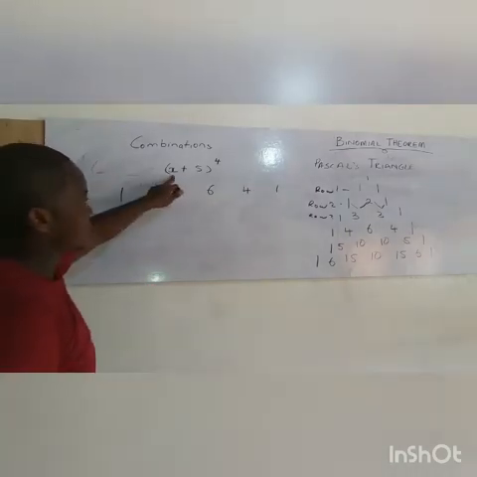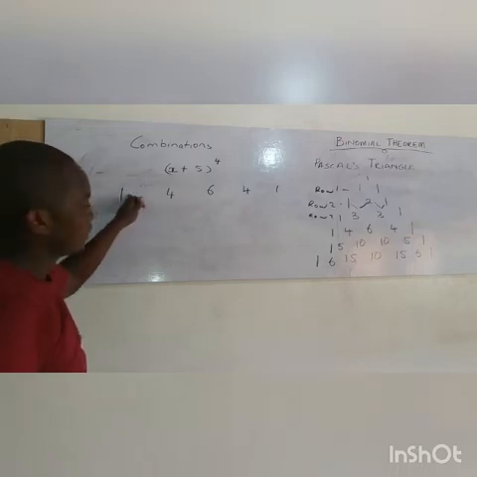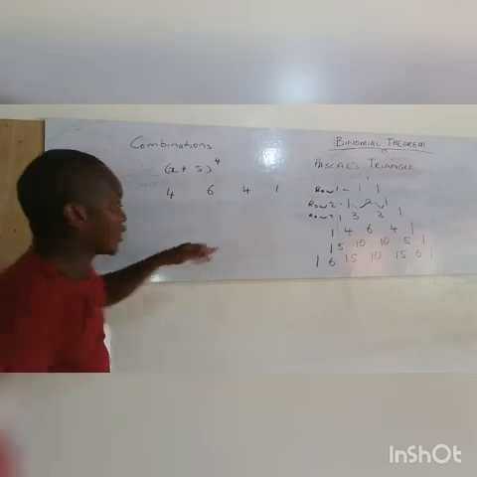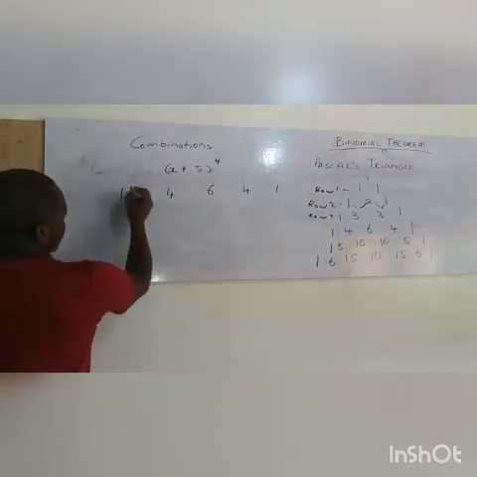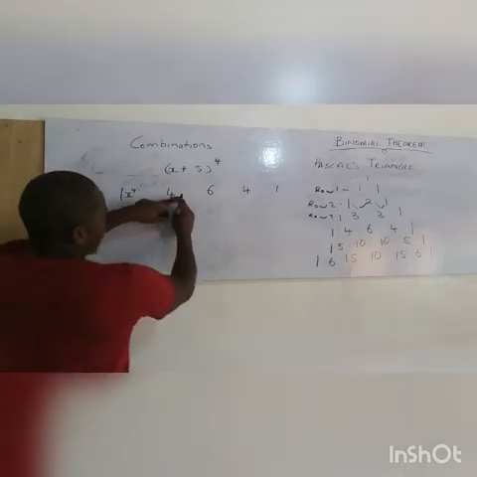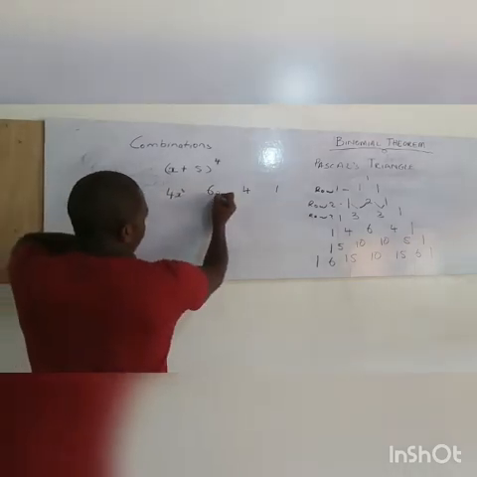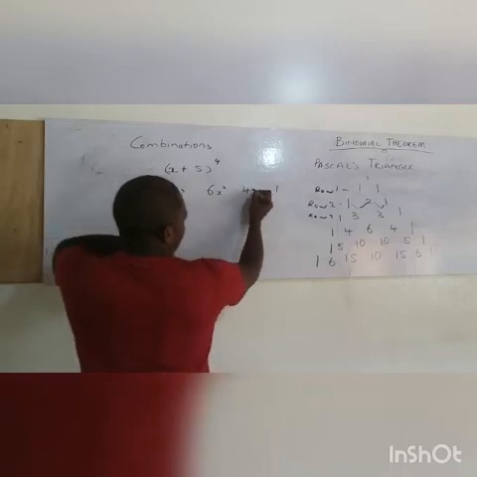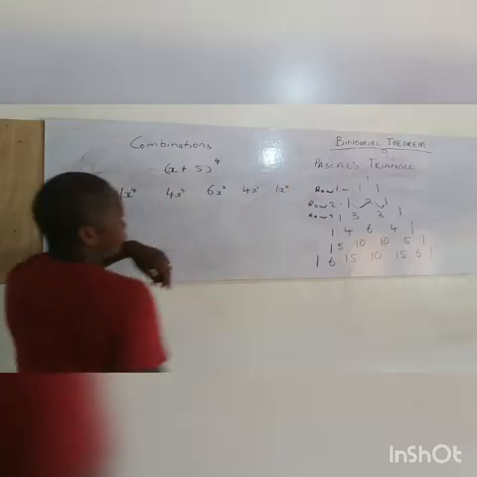Now we'll take the power of x. For x, its power goes in descending order. So here we have x to the maximum power, which will be 4. Then one step down, x cubed, x squared, x, and x to the 0.